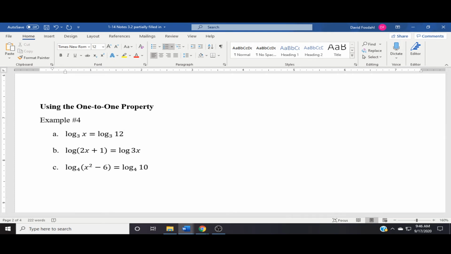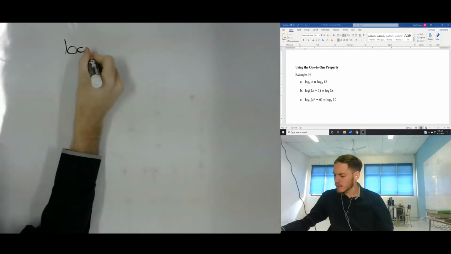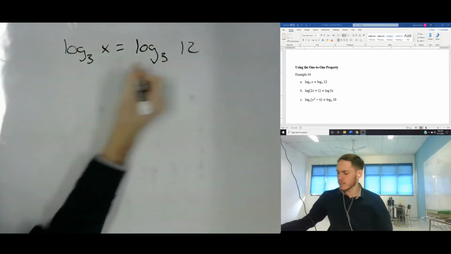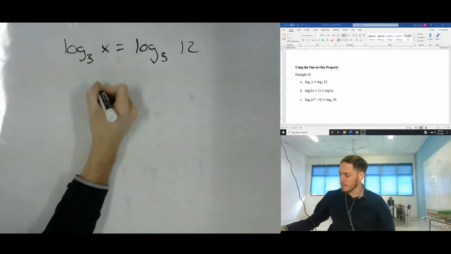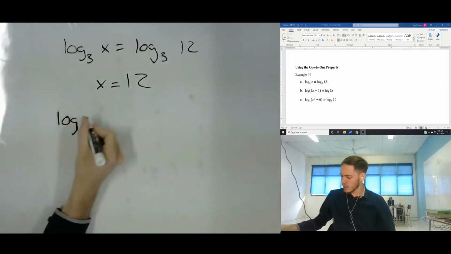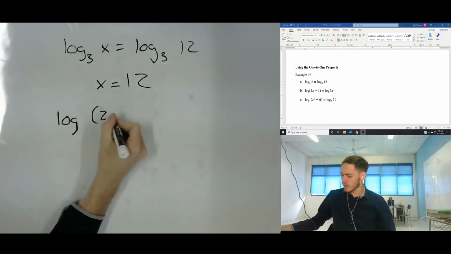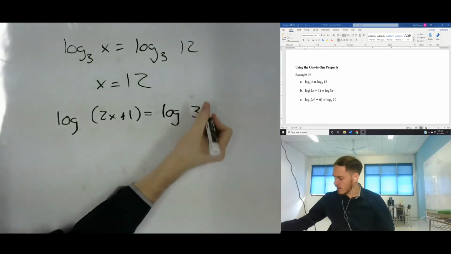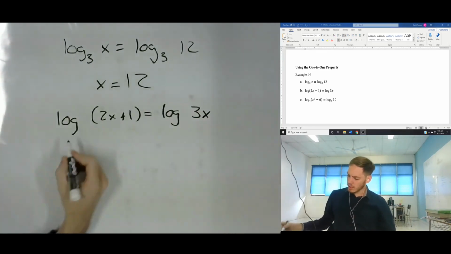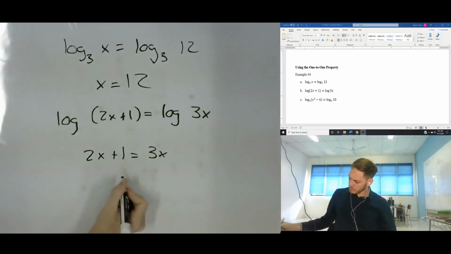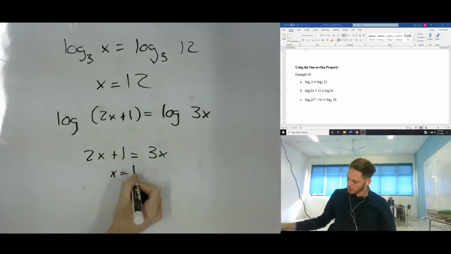Okay? This is going to lead into our one-to-one property, namely these three problems. So log base 3 of x equals log base 3 of 12. Now we cancel out the log base 3 because this is our one-to-one, x equals 12. Next, log base 10 of 2x plus 1 is going to equal log base 10 of 3x. The logs cancel, so you just have 2x plus 1 equals 3x. Solving this, we get x equals 1.